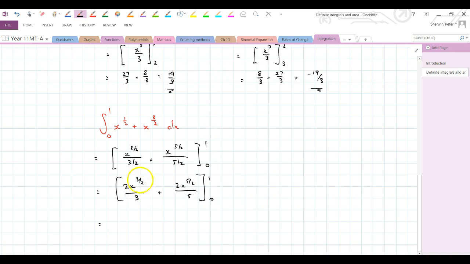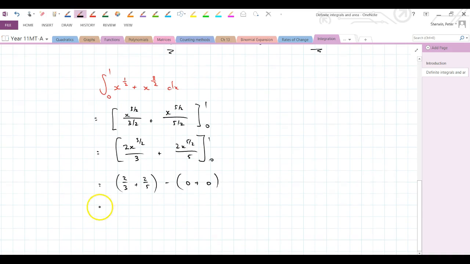Now we're going to sub 1 in here. 1 to anything is 1, so that's 2 thirds. Plus we've got to put 1 in here, 2 fifths. So that's substituting 1 in. Now we subtract, putting 0 in. It's going to be 0 plus 0, is it not? As soon as 0 goes in there, then it's all zeroed up. So our result is 2 thirds plus 2 fifths, which is 16 over 15, I think is our result there.